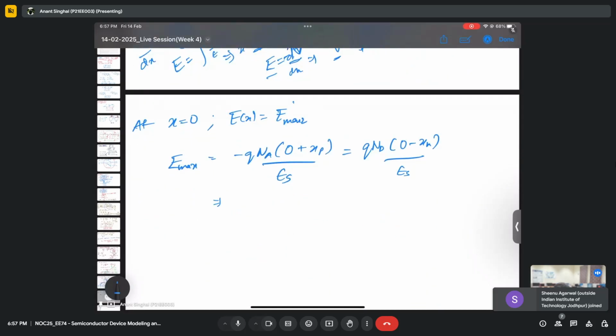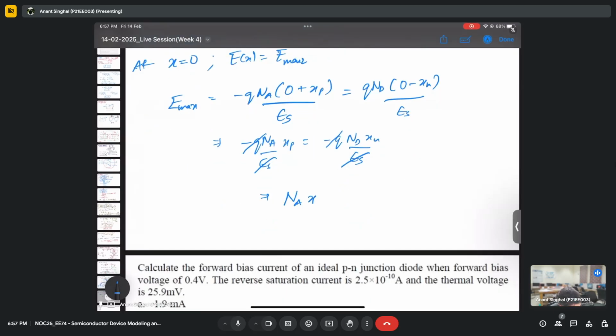So if you understood this, what I can write here is minus q NA by epsilon s into xp equals q ND minus xn by epsilon s. Everything else will go away, and we reach a very important relation: NA xp equals ND xn. This is used to solve many problems. The acceptor ion concentration multiplied by the length of the p type equals the donor ion concentration multiplied by the length of the n type.